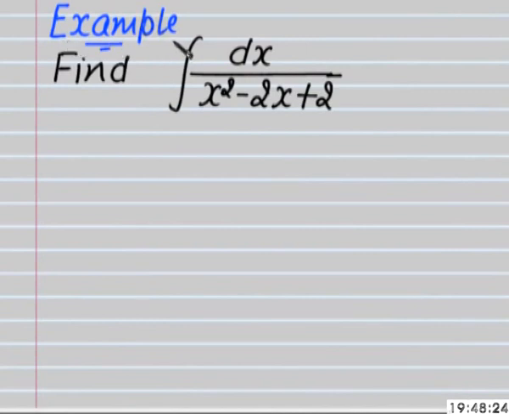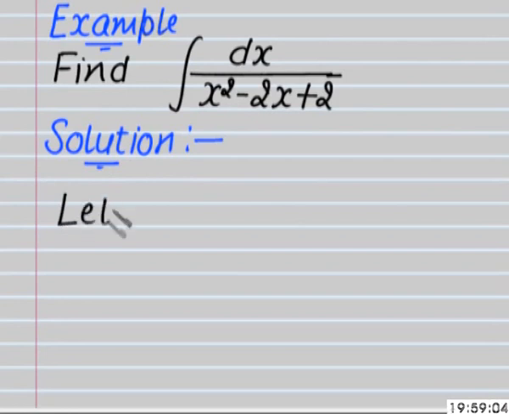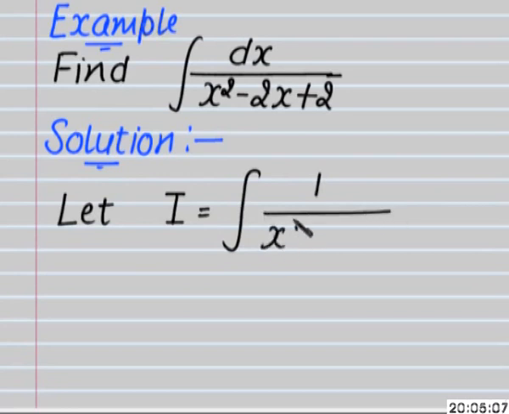Now let's see another example. Find integral of 1 upon x square minus 2x plus 2 with respect to x. Now its solution, let I is equal to integral of 1 upon x square minus 2x plus 2 with respect to x.